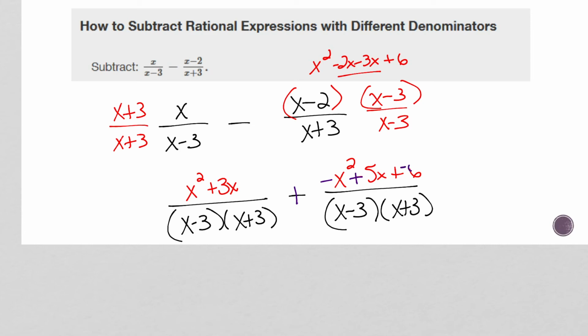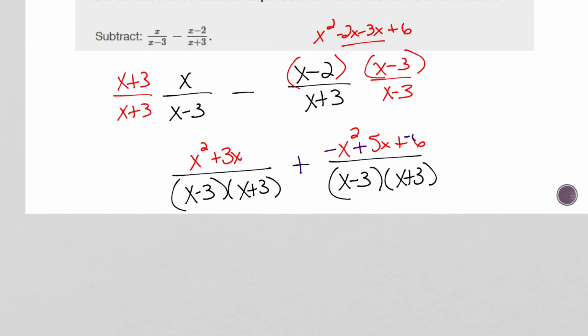Minus 6. Okay? All right. Now, let's combine our like terms. So in the numerator, the x squareds cancel. Positive x squared and negative x squared cancel out. Positive 3x plus positive 5x gives us positive 8x. And then we've got minus 6 over x minus 3, x plus 3.